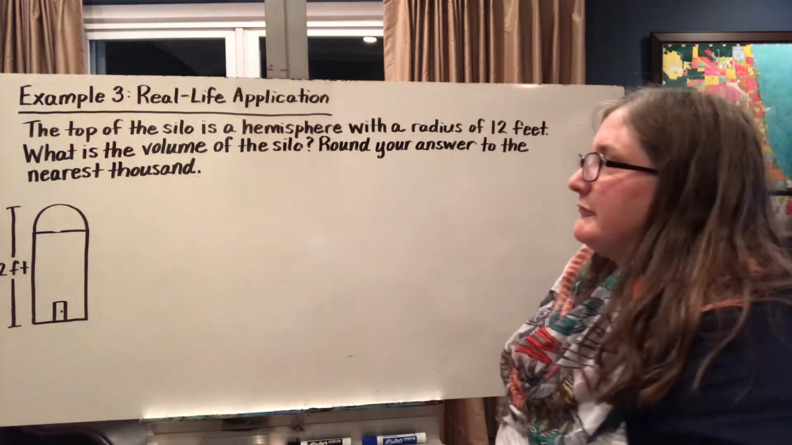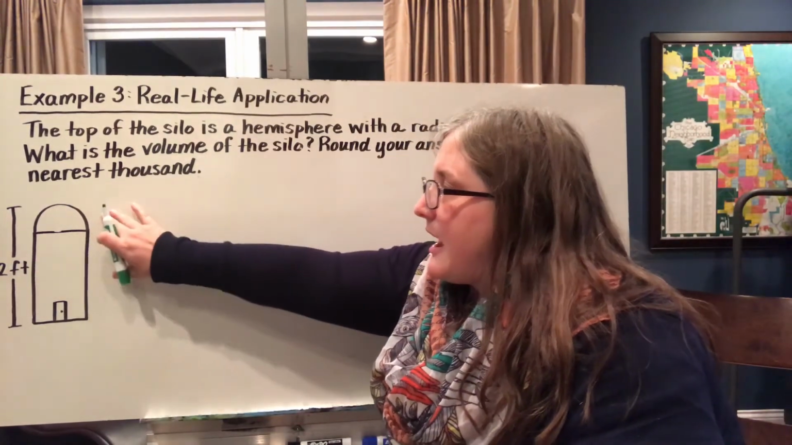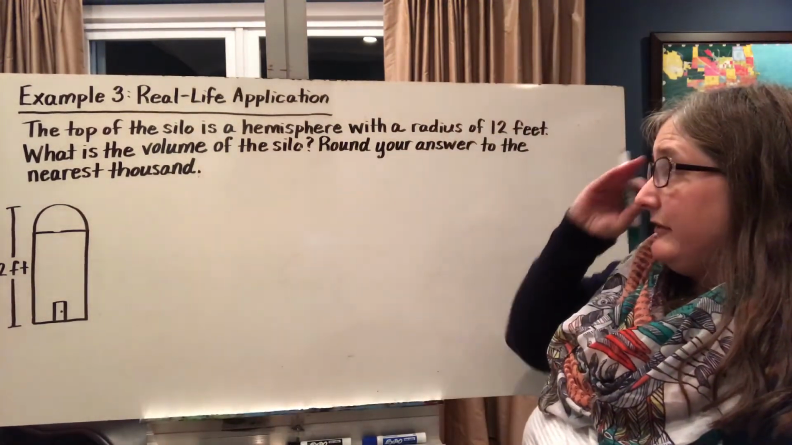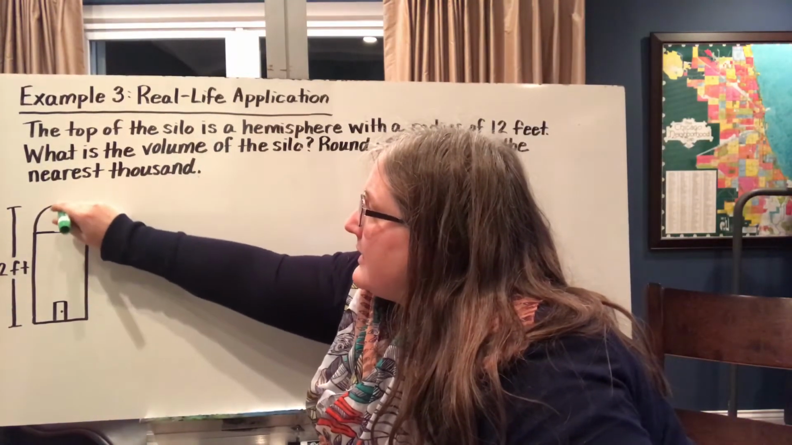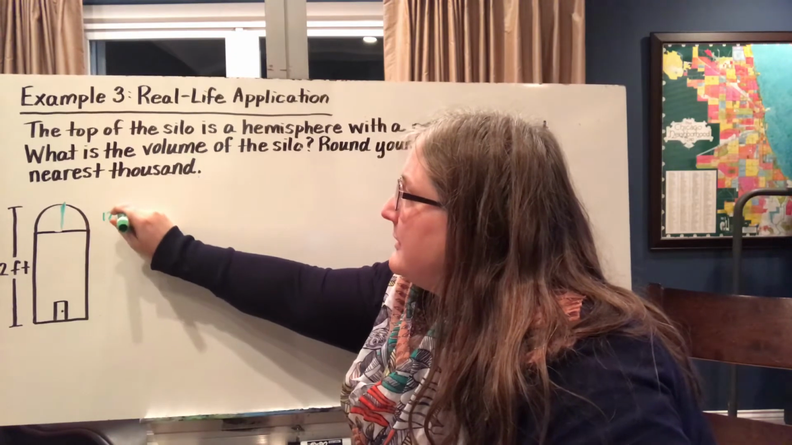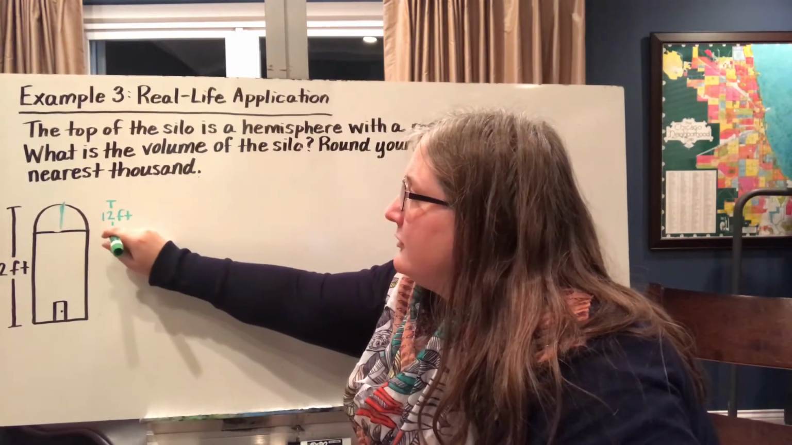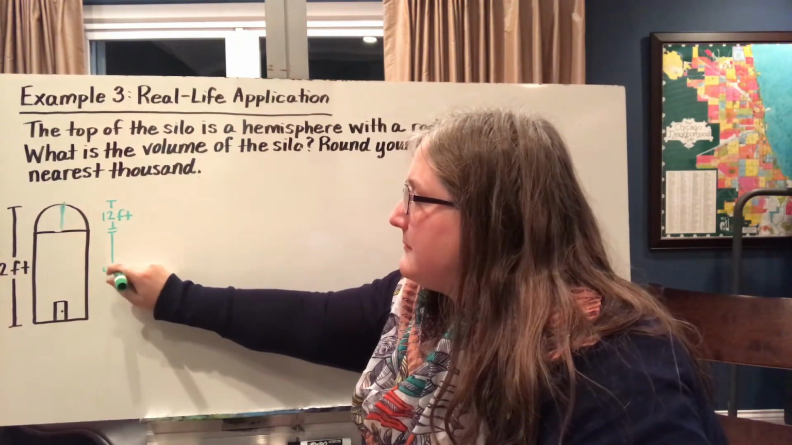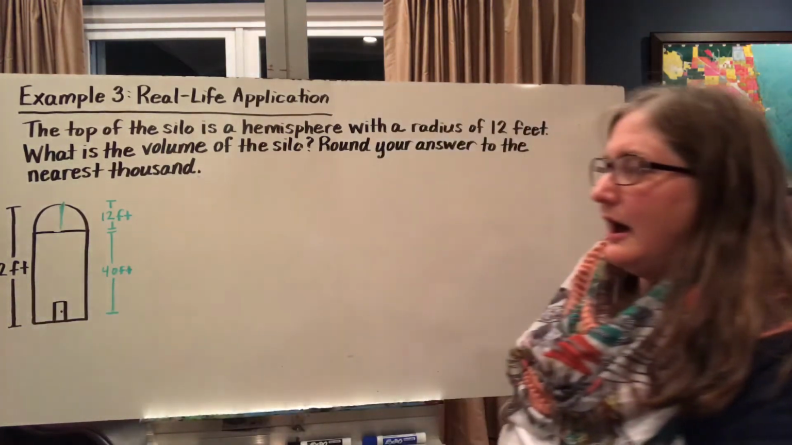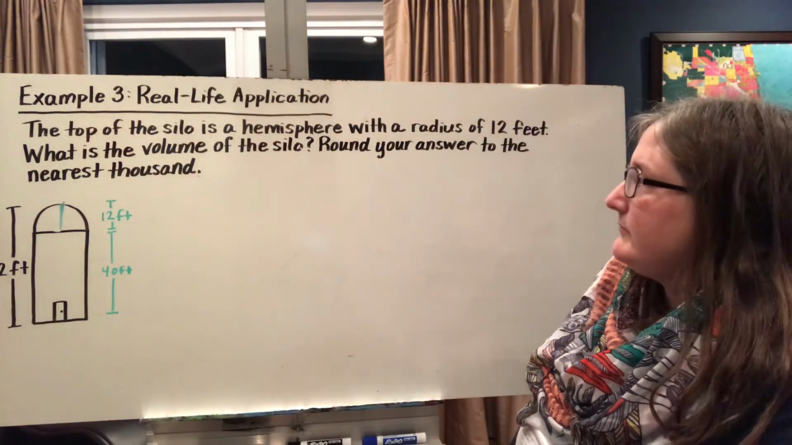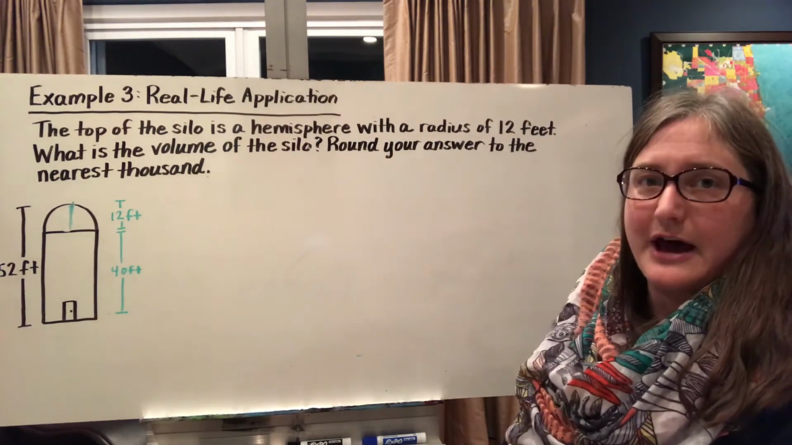Let's take a look at this real life problem. We've got a silo, which is a cylindrical piece topped with a hemisphere. And they're telling us that the hemisphere piece has a radius of 12 feet. So this measure right here, this radius piece is 12 feet, which must mean that the height of the cylindrical piece is 40 feet, because 40 plus 12 would give us the grand total height of 52 feet. They want us to find the volume of this silo and round our answer to the nearest 1,000.